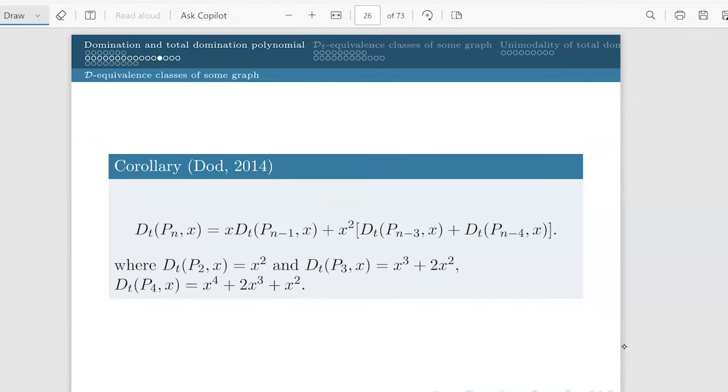As a corollary, we obtain the total domination polynomial for paths. As you see here, we have a recurrence relation with two variables, and the order is 4, because we need to look at the graphs P_{n-1}, P_{n-3}, and P_{n-4} with this initial condition.